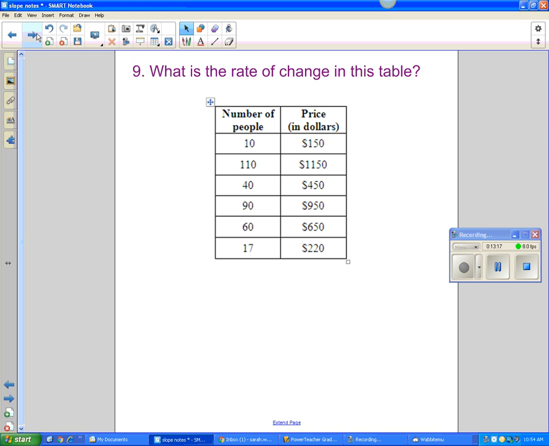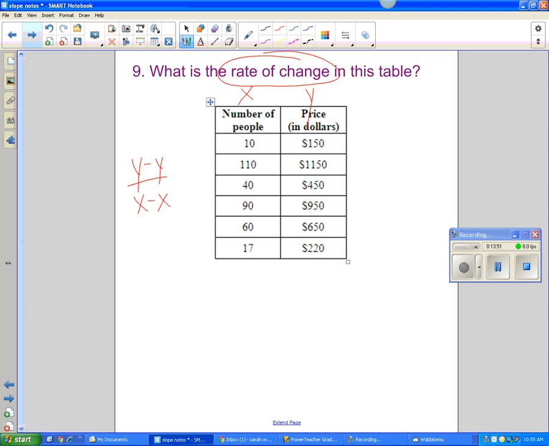All right, number 9. What is the rate of change in this table? Louis, keyword. Caitlin, what's the formula for rate of change? Good. When you have a table, this side is the X. Go ahead and label that on your paper. This side is the X. And this side is the Y, okay? Side is the X, and the other side is the Y.